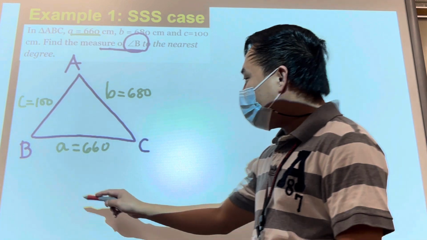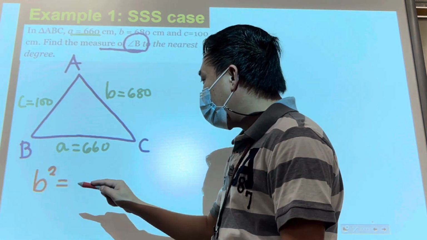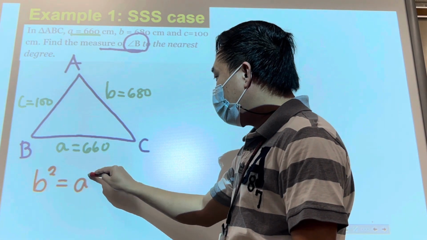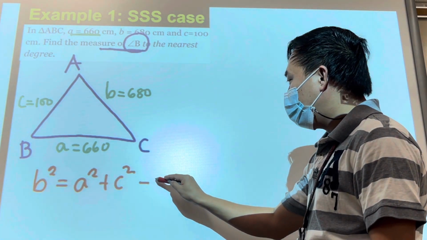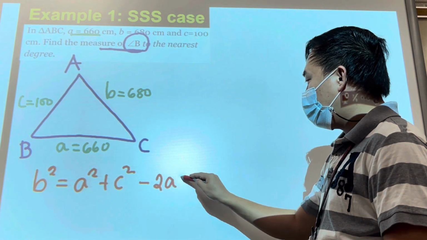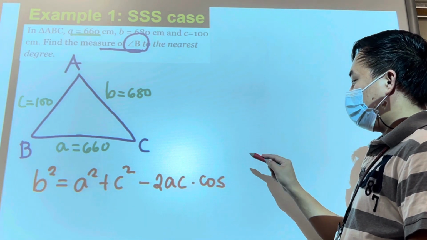B, what is the equation again? B squared equals A squared plus C squared minus 2AC times the cosine of capital B.